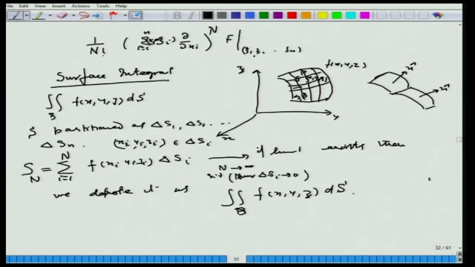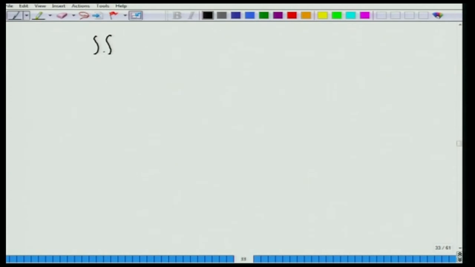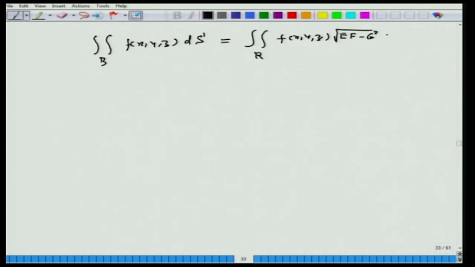Now, how do we evaluate this? Evaluation of this will be done as we know how to evaluate integrals over two dimensional areas on a plane. That is what we want to use here. We will actually see that this surface integral over B of f(x, y, z) dS will turn out to be the double integral over R, where R is the projection of the surface on the uv plane, of f(x, y, z) times the square root of EG minus F squared du dv, where x, y, z will be functions of u and v.